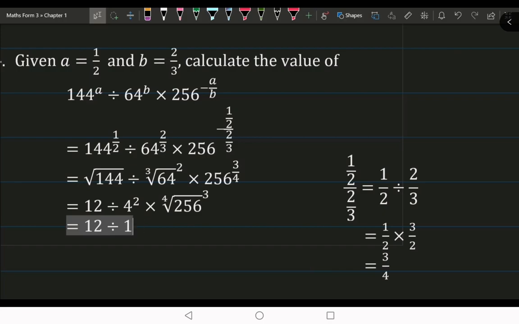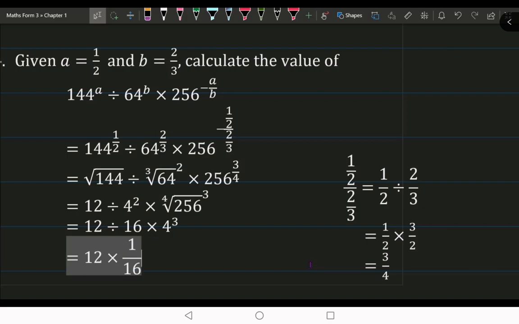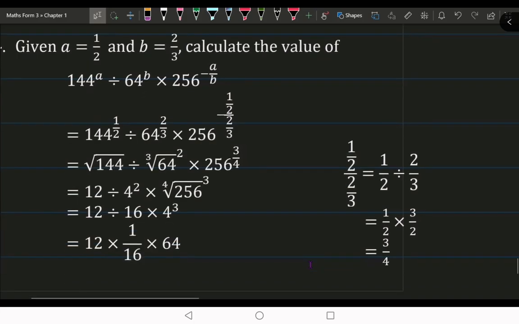16. After that, you times 256. 4 power 4 is 256. This one is 4 to the power of 3, 4 cubed. After that, you're going to have 12, divided by 16. Then we are going to multiply by 4 cubed. 4 cubed is 64. So finally, we get the answer.